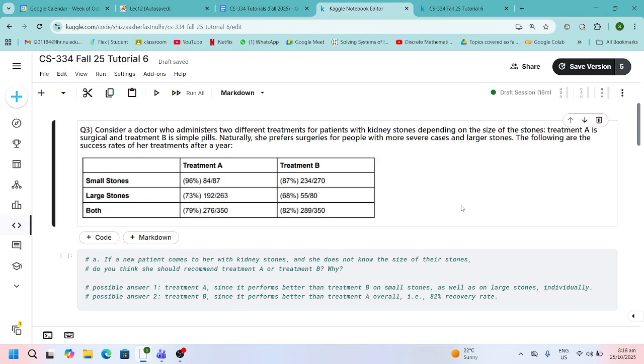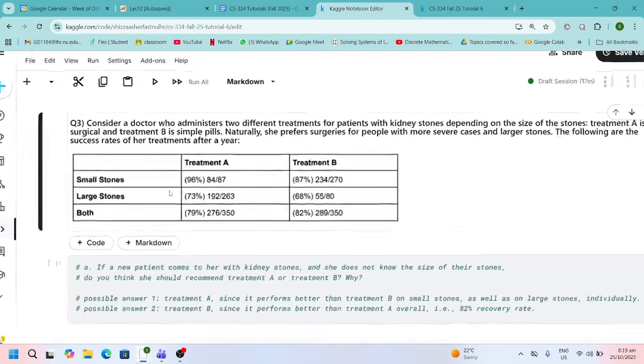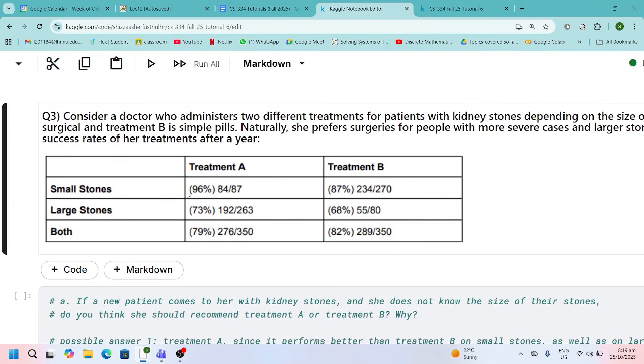Consider a doctor who administers two different treatments for patients with kidney stones, depending on the size of stones. Treatment A is surgical, and treatment B is simple pills. Naturally, your doctor prefers surgeries for people with more severe cases and larger stones, and pills otherwise. The following are the success rates of her treatment after a year. So, let's see what happens here. You have treatment A, treatment B for small stones, large stones, and then you have combined results.